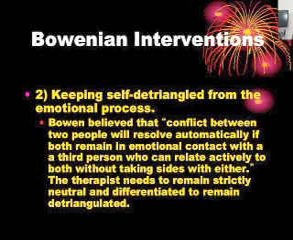Another intervention is keeping self detriangled from the emotional process. Bowen believed that conflict between two people will resolve automatically if both remain in emotional contact with a third person who can relate actively to both without taking sides of either. All the theories that are good do this. So if you find yourself siding with someone, you're actually contributing to the problem. Just a side note, the therapist needs to remain strictly neutral and differentiated to remain detriangulated.